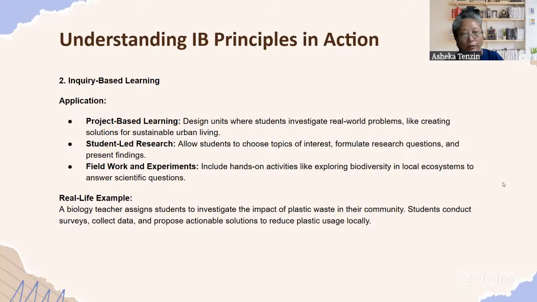So these are two principles that I have taken, and if you are in an IGCSE school, a CBSE school or an ICSE school, you can promote both international mindedness and inquiry-based learning through these examples that I have cited.